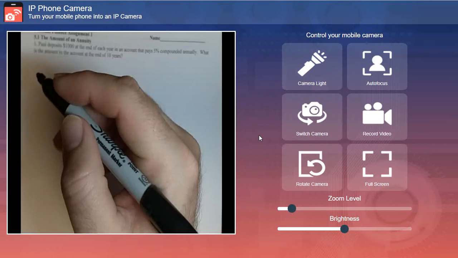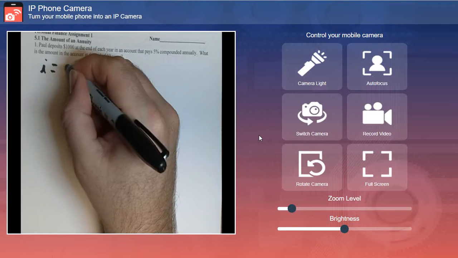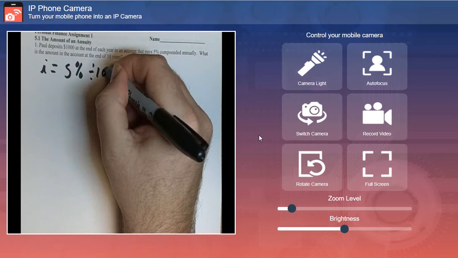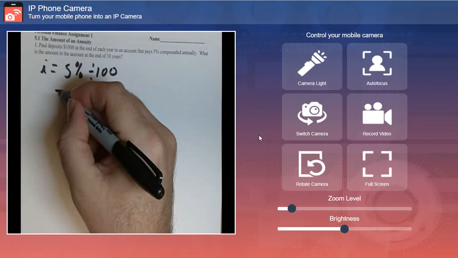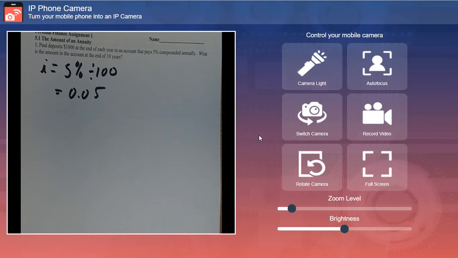So the first thing I do is I get my interest rate. I equals 5%, and I divide it by 100, so my I equals 0.05. Now, since it's annually, I'm going to multiply by the number in the table, but this one's annually, so I don't have to do it.